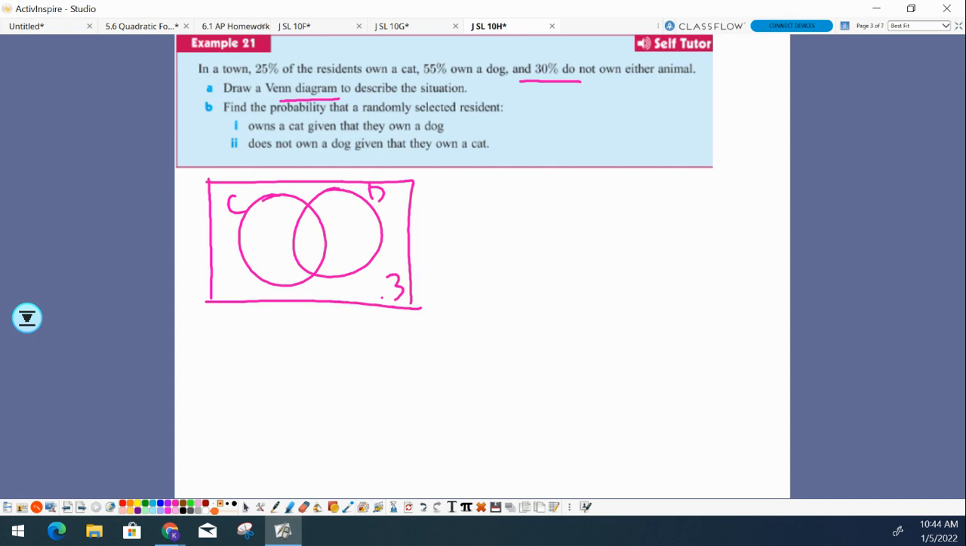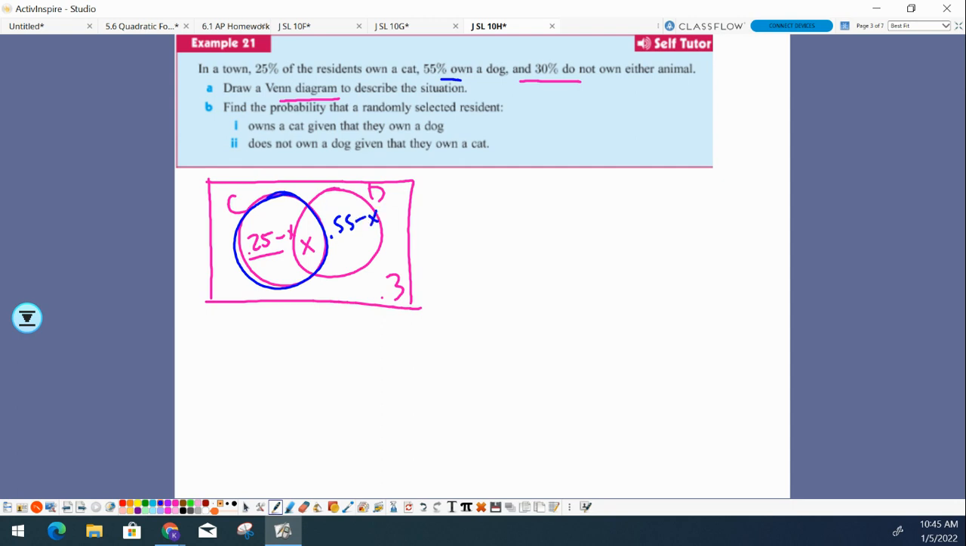So I know that the whole cat circle is 0.25 and the whole dog circle is 0.55, but I don't know how many are in both. So I'm going to call that X. That means whatever's over here is 0.25 minus X, whatever they have in common, because remember, your entire circle has to be a total of 0.25. So that means the dog, 55%, is 0.55 minus X.